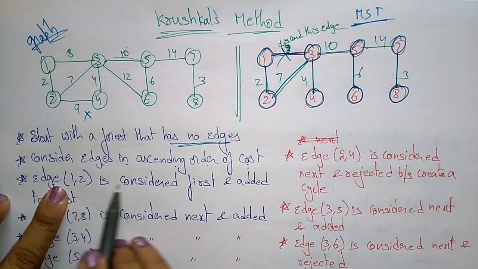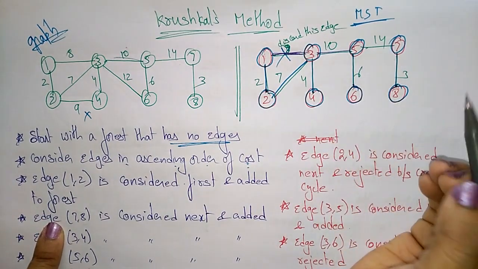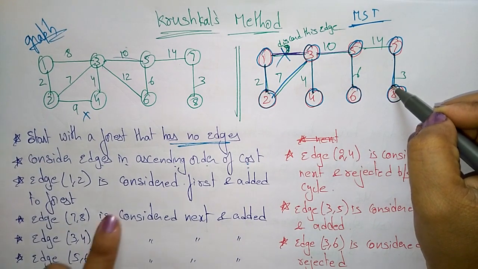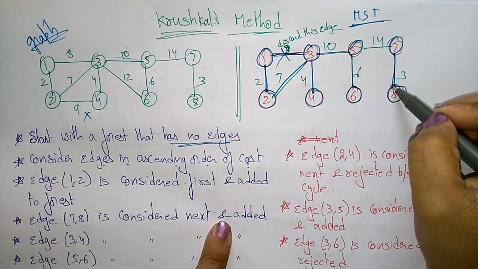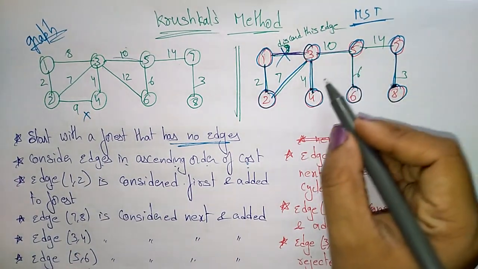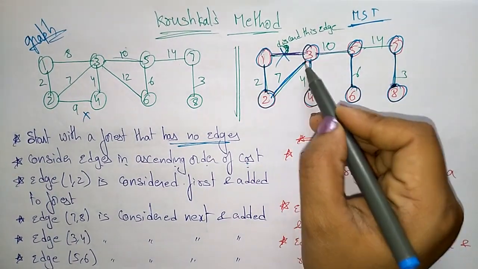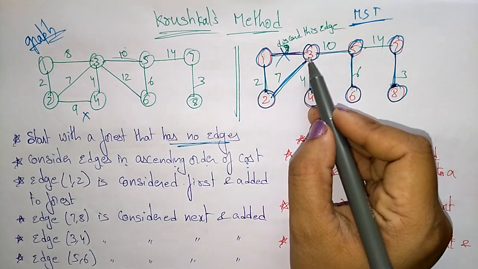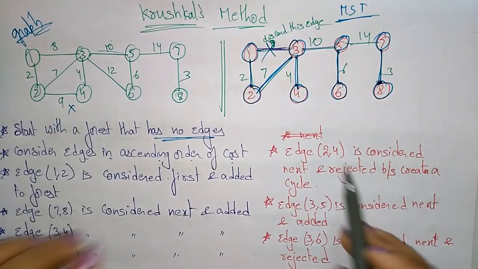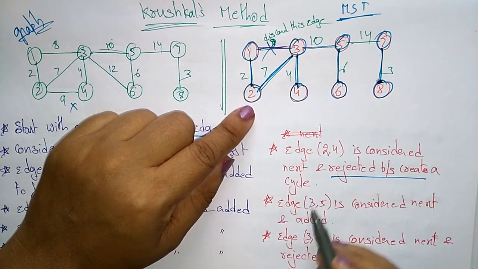Edge 1, 2 is considered first and added to the forest. Next, edge 7, 8, which is the next in ascending order, means you have to arrange the numbers in ascending order. 7, 8 is added. Next 3, 4 is considered. Next 5, 6 is considered. Next 2, 3 is considered. Next 1, 3 is considered, but you reject it because it creates a cycle. Next edge 2, 4 is considered but rejected because it creates a cycle.